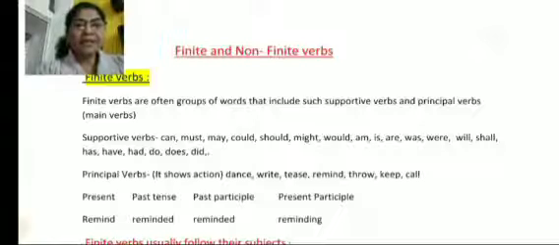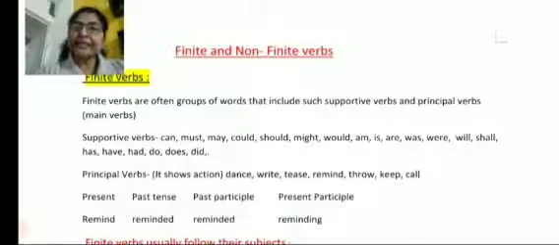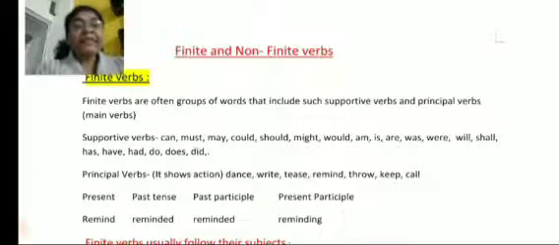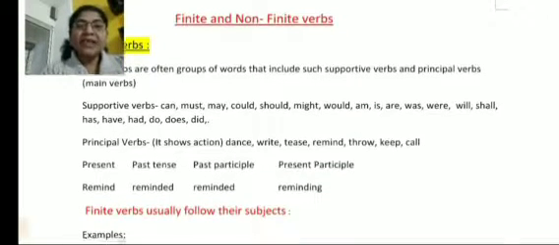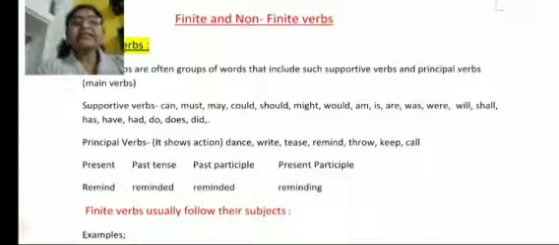Now in the beginning, can, must, may, could, should, might, would, these all are the modal auxiliaries. You must have studied. Why are these modal auxiliaries? Because they state some function, but still they are supportive verbs because they help the subject. They support the subject, and that's why they are also called supportive verbs. Now another word, the second verb, that is principal verbs.